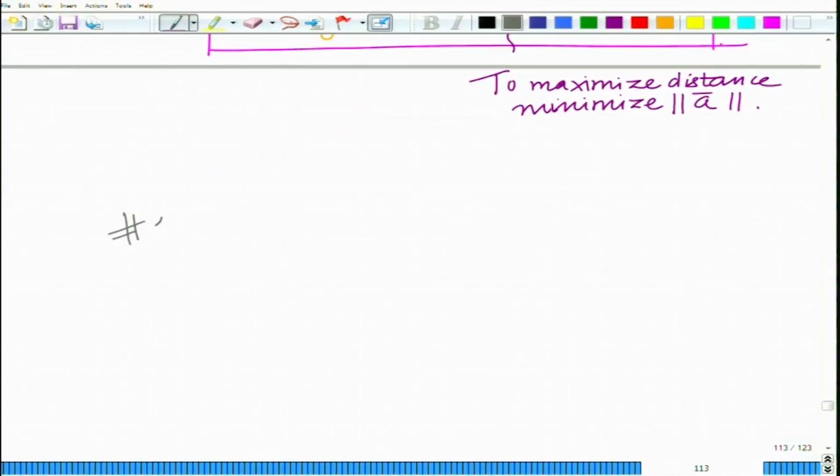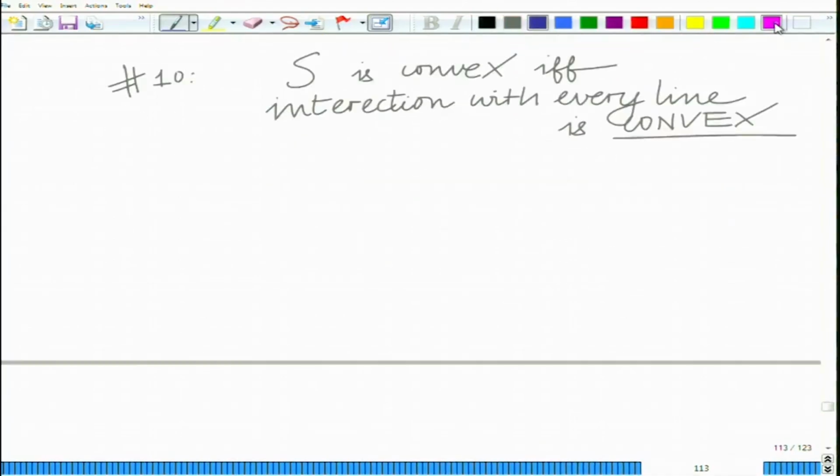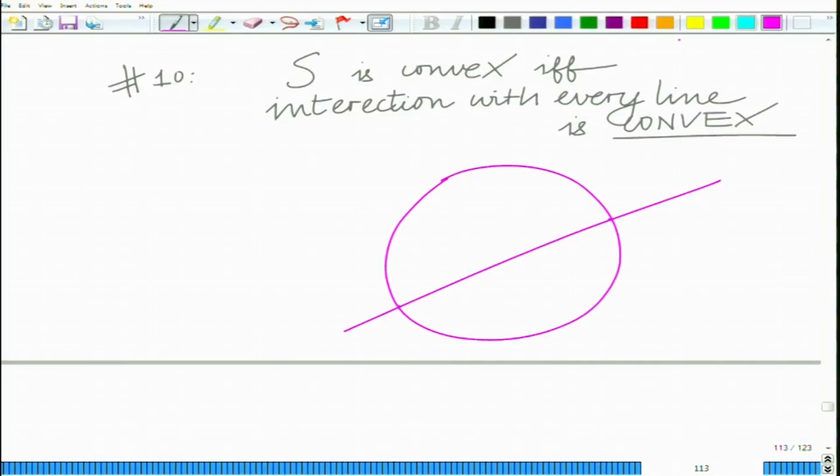This is example number 10. We want to show that a set S is convex if and only if its intersection with every line is convex. What this means is that if a set, all right, consider any convex set. Now, if its intersection with every line is convex, that is you take any line and look at its intersection with the line, you can clearly see that the intersection with every line is a line segment, which in itself is a convex set.